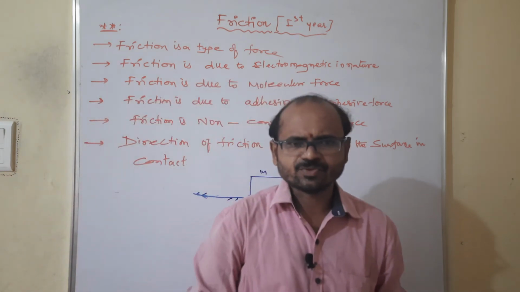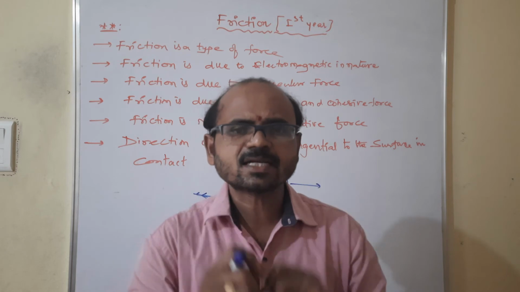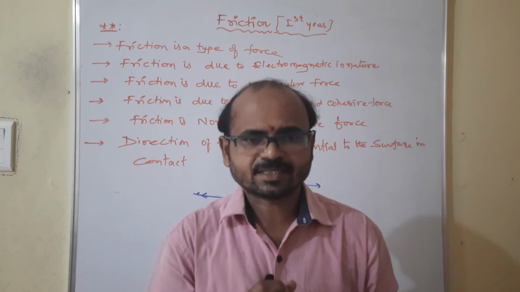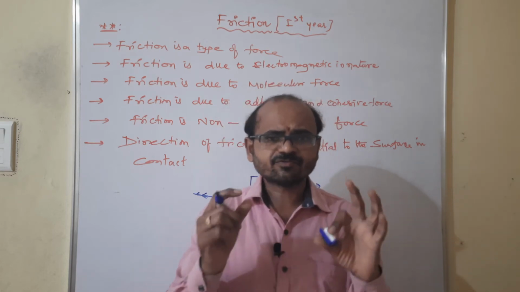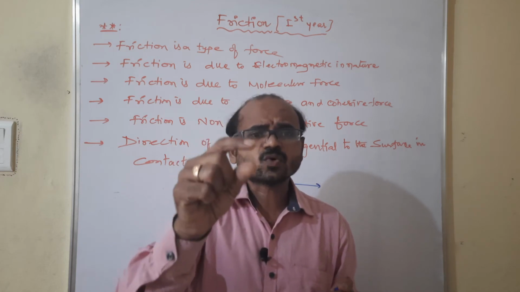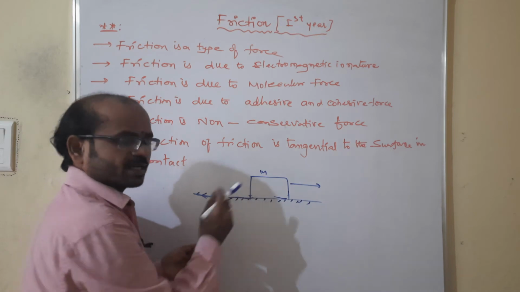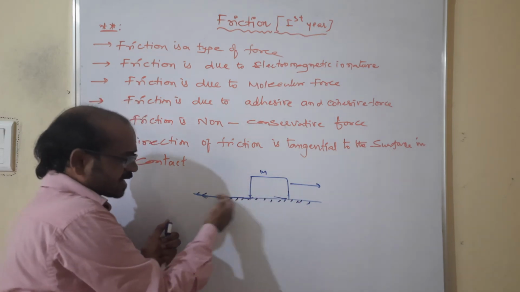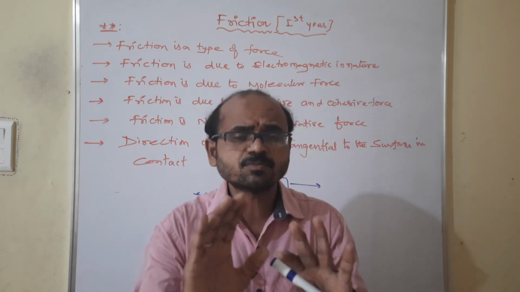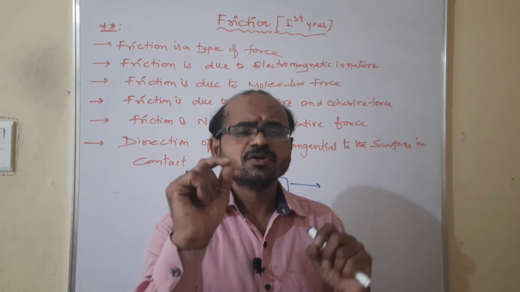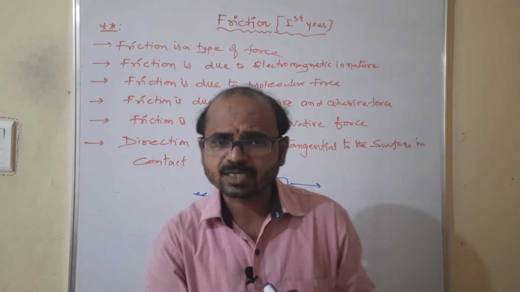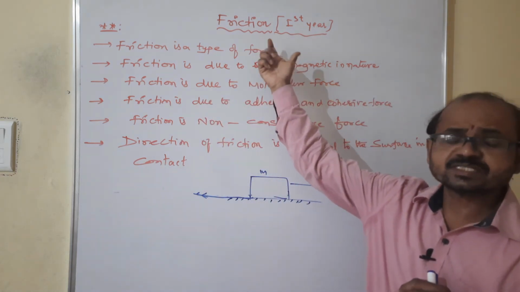So what is meant by frictional force? Frictional force always acts opposite to the motion of a body and is tangential to the surfaces in contact. If two bodies are in contact, there will be a frictional force acting opposite to the motion of the bodies. It always opposes the motion. That is what we call the frictional force, a tangential force which always acts opposite to the motion of a body, which we call friction.